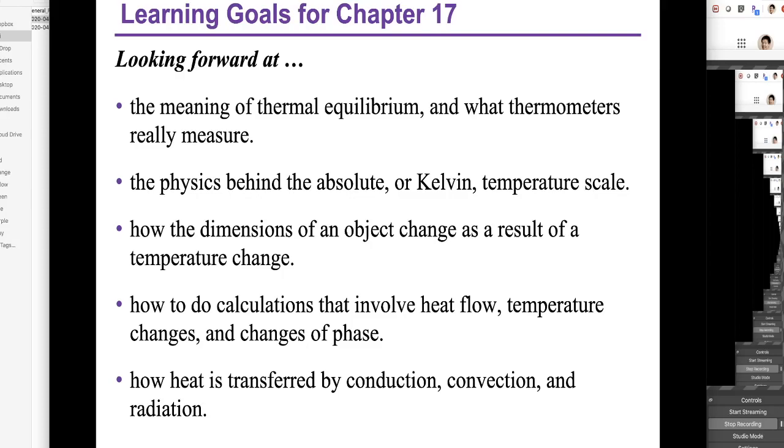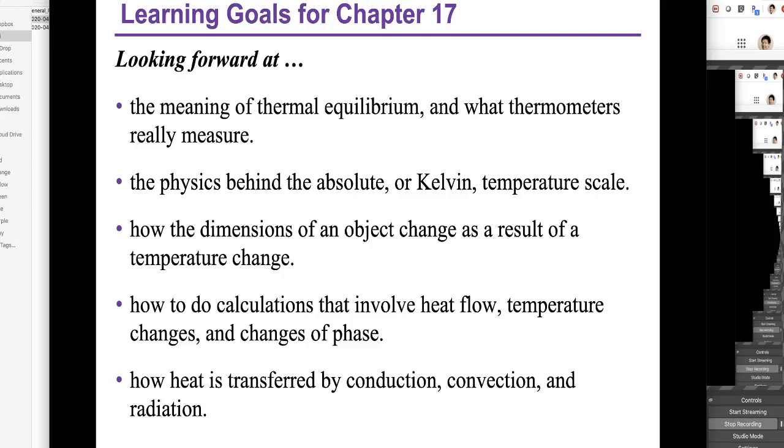So here's a preview of the chapter. In this chapter, we're going to learn several important topics. The first one is the meaning of thermal equilibrium and how thermometers work. Next we will learn the physics behind several temperature scales, including the absolute or Kelvin temperature scale. And then we will learn how the dimensions of an object change as a result of temperature change.